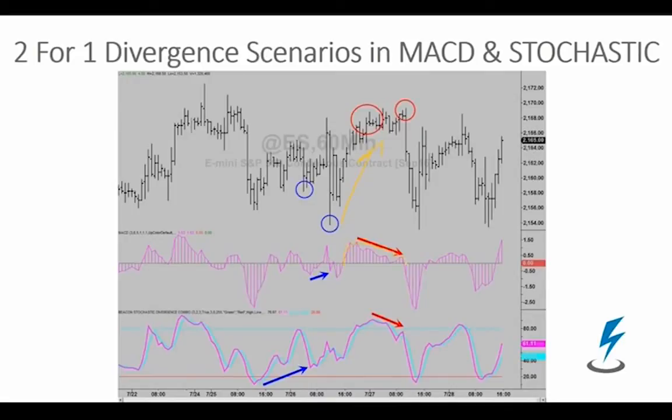We got the divergence. I already showed you this one. It went back to 0. Shows you MACD divergence right there on this bar with the red circle, right? Stochastic had the same thing happen. Peak of the stochastic was right here.